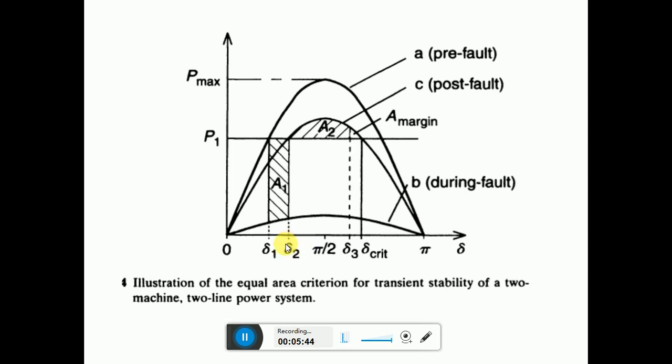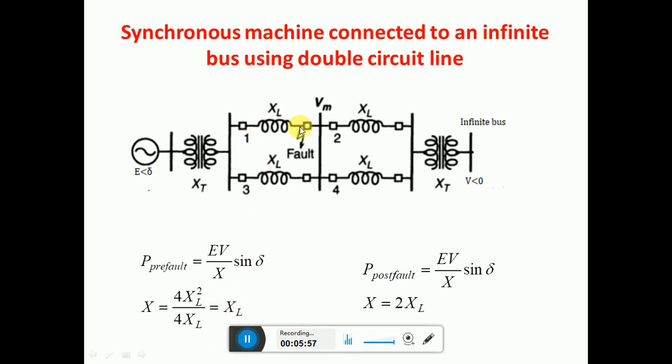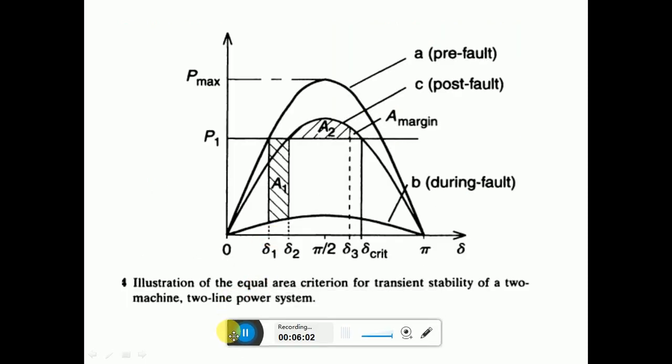At that instant the circuit breakers connected in the system, you can see in the diagram, these are the circuit breakers. These circuit breakers will disconnect the line from the system. So at delta 2, what happens? The P-delta curve power becomes more than during fault condition. Therefore, this will be the curve after fault. So this C is the post fault curve.